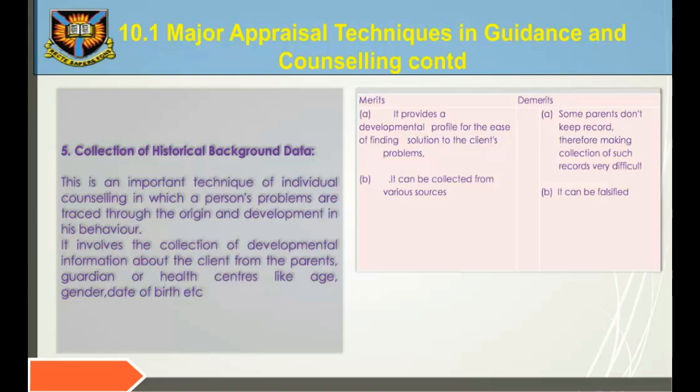Merits. It provides a developmental profile for the ease of finding solution to the client's problems. It can be collected from various sources. Demerits. Some parents don't keep records, therefore making collection of such records very difficult. It can be falsified.